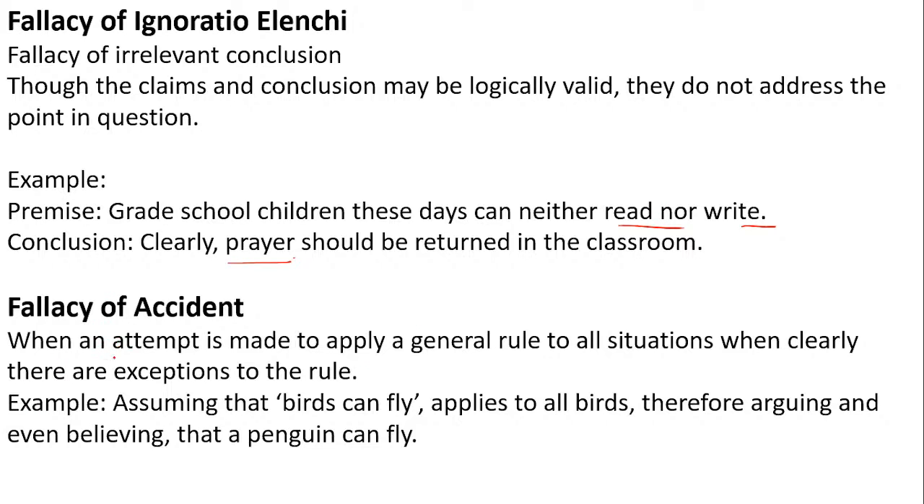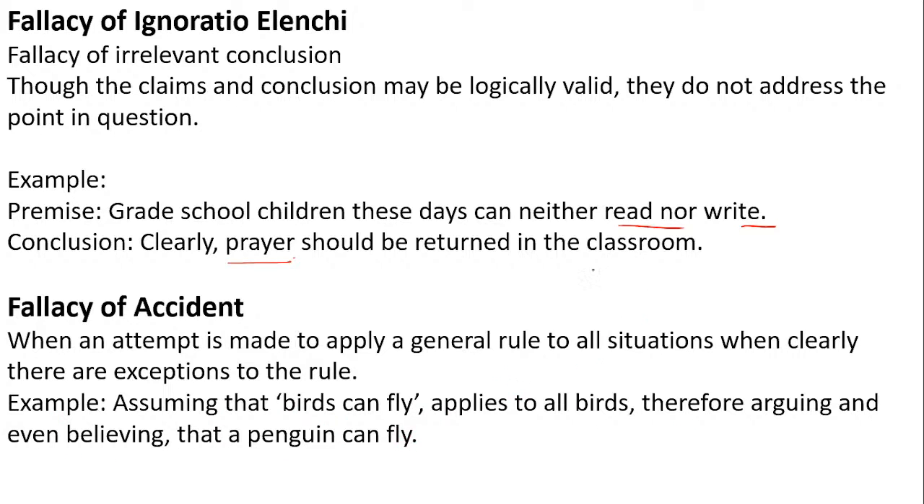Now, fallacy of accident. Fallacy of accident happens when there is a general rule or thumb rule, but there is an exception in that rule. In school we have seen exceptions so many times, right? Especially in physics or chemistry, we can say in chemistry usually. So here fallacy of accident is something that is applied generally to all the situations, but there are exceptions as well. For example, assuming that birds can fly applies to all the birds, therefore arguing even believing that a penguin can fly.